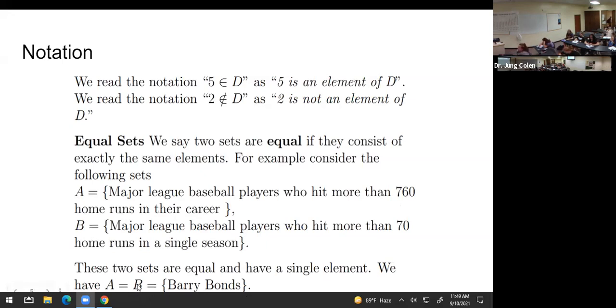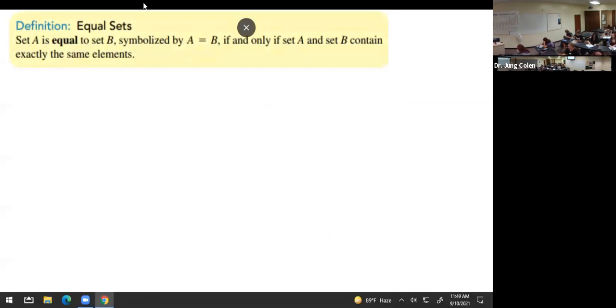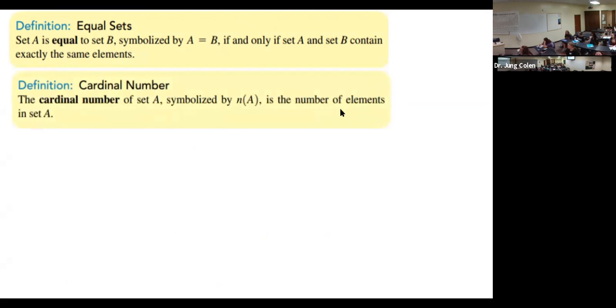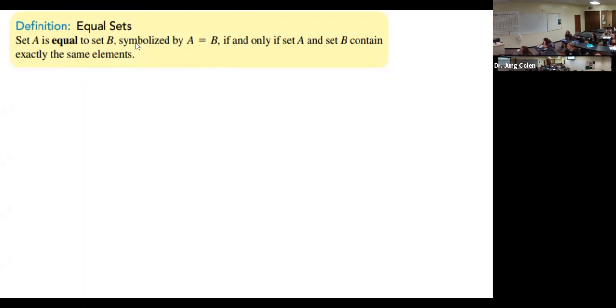Okay, so we can say these two sets, even though the descriptions are different, their elements are the same, right? So we say that they are equal sets. Okay, so let's finish it here, because equal sets, we're going to finish the definition here. Two sets are equal, which means they contain the same elements. Okay? Alright, that's it guys.